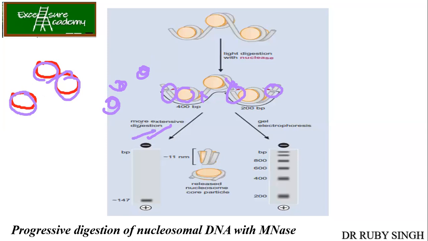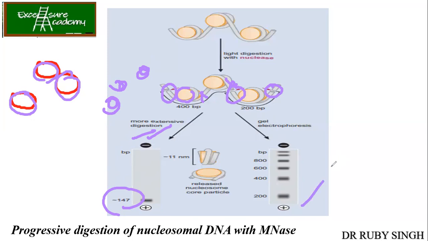जब ये digestion दिया and gel electrophoresis चलाया तो पता चला the length of the DNA which was bound to the nucleosomes was around 147 base pair. ठीक है? And that is what we see over here. So you can see that they are in the multiples of 200. So they are bound with the nucleosomes along with the linker DNA. So इसे हमें ये पता चला.